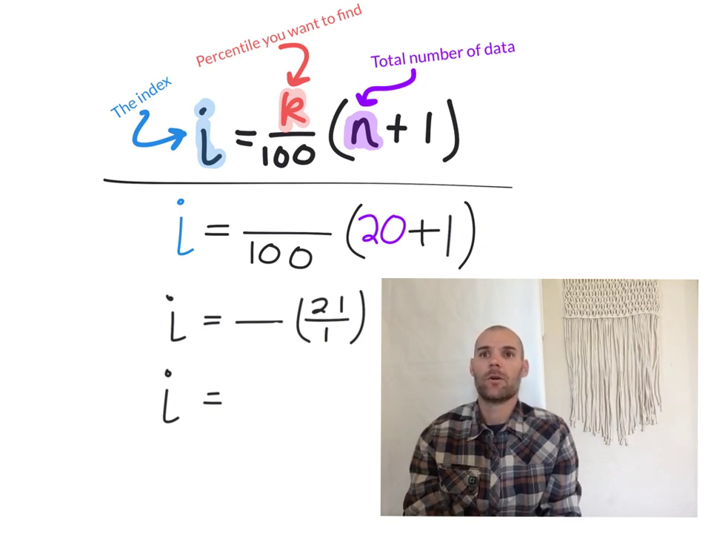Now we can go ahead and plug those numbers into the formula and see what we get. So k is going to turn into 30. We wanted the 30th percentile. N will be 20 for the total number of data pieces.